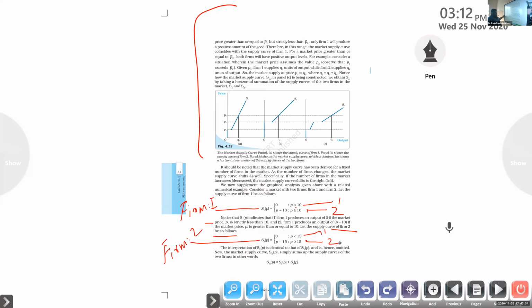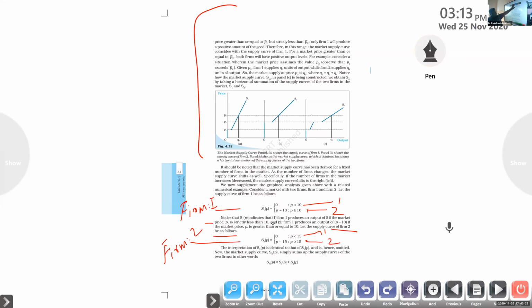So we already know that in the first condition, the second firm will produce zero output if the price is less than 15. Almost the same as the first condition, right? Next, coming to the second one, this firm will produce output P minus 15 if the price is equal to or greater than 15. Clear?